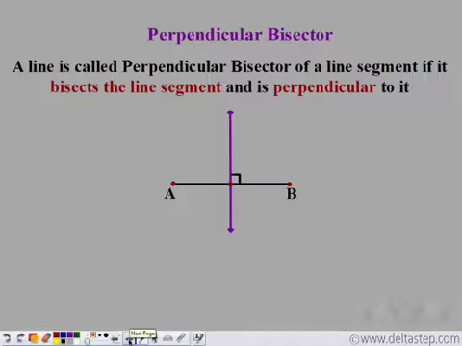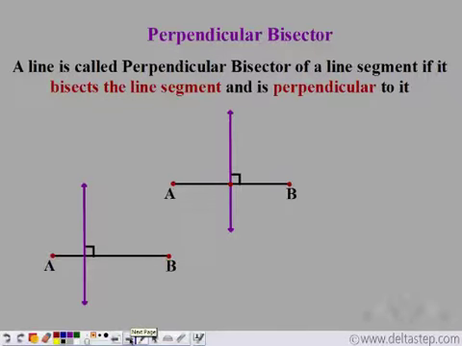Now let us come to perpendicular bisector. A line is called a perpendicular bisector of a line segment if it bisects the line segment and is perpendicular to it. So there are two things. It should bisect the line segment and it should be perpendicular to it. It could be a line as well as a line segment which bisects it and which is perpendicular to it. So both the conditions should be satisfied.